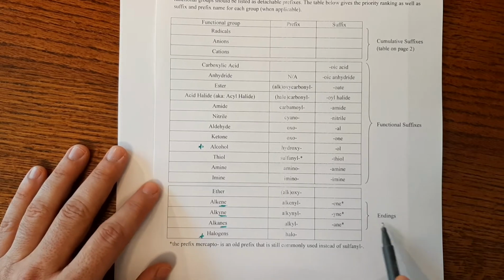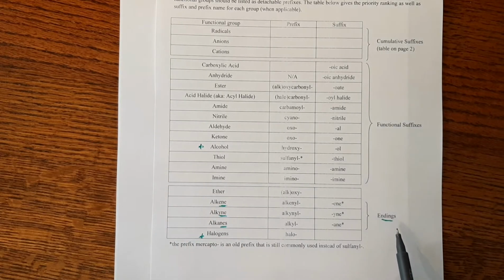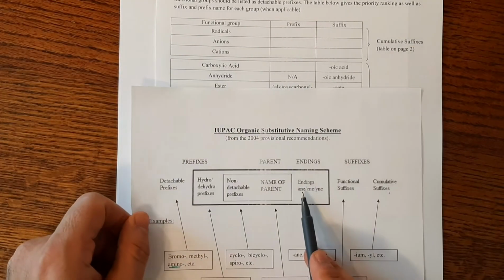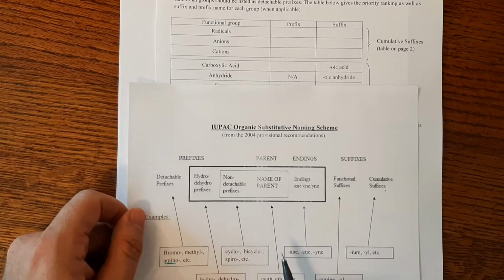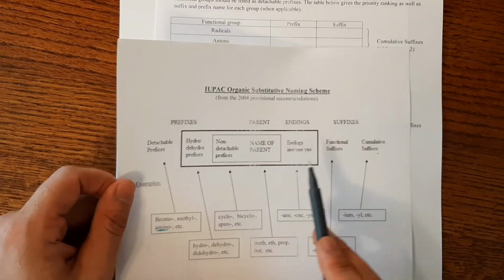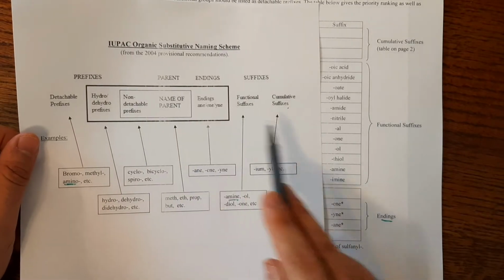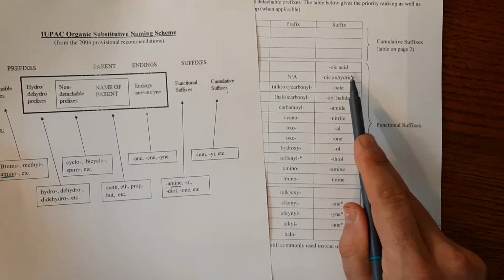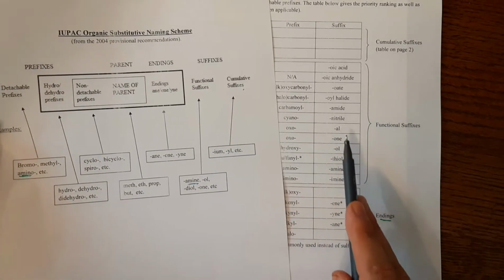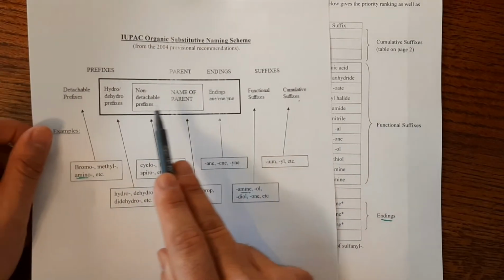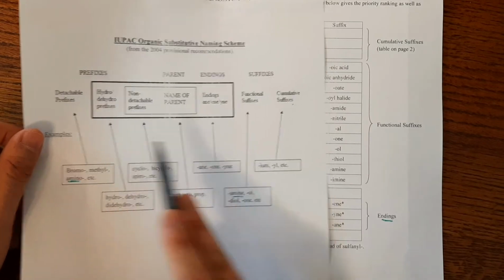So these are listed as endings, so that these show up here, endings. You get the parent, which is the number of hydrocarbons, then the ending, which would be ane, ine, or ene, and then the functional suffix would be added on after that in this order of priority. If after you've got the highest priority one put in as a functional suffix, then you go back and start adding things as detachable prefixes.